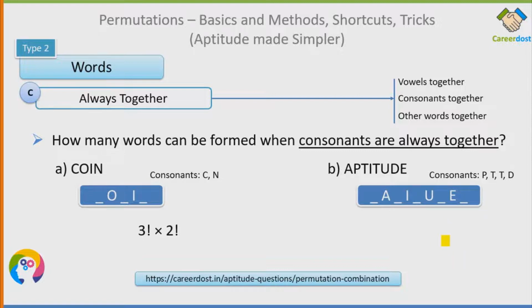So what will we do? As we know, 5 factorial, there are no repetition here. So 5 factorial into 4 divided by 2, because T is repeated twice. So this will be the answer when the consonants are always together.